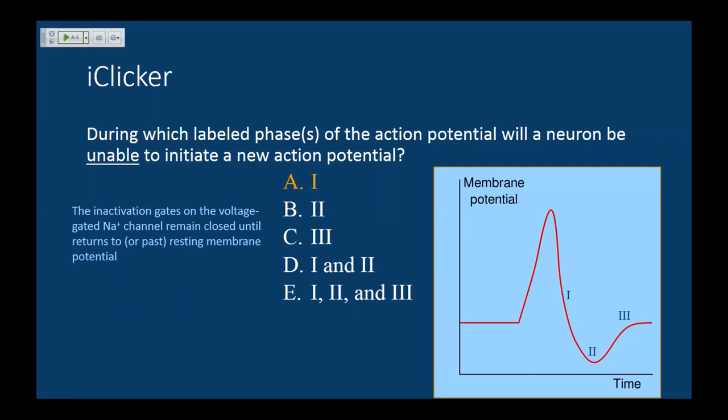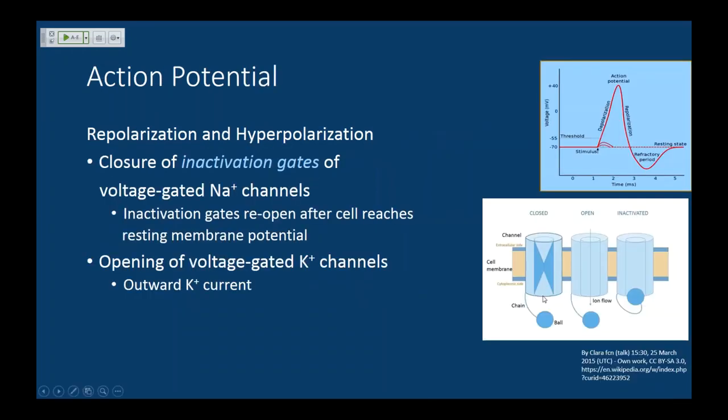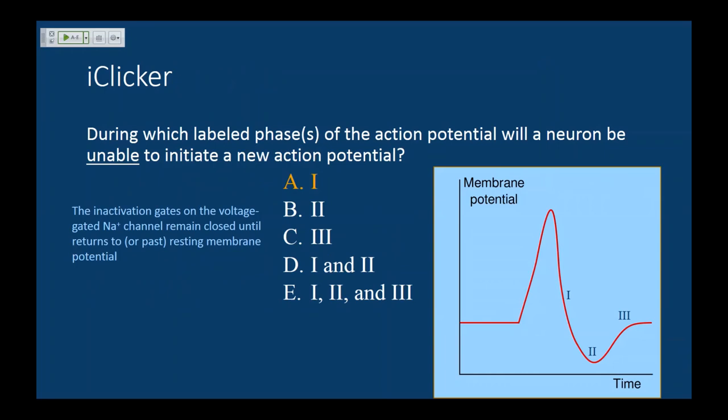After you reach the top of an action potential, the inactivation gate on the sodium channel will close. Once it closes, even if the activation gate opens, as happens when you reach threshold, sodium ions will not be able to flux inward or outward because part of the channel is still closed, like that ball and chain mechanism I showed you. This will remain closed until you come back to resting membrane potential. At that time, no matter how big of a stimulus the neuron gets, it will be unable to create a new action potential. So during the repolarization phase, as we're coming back down, the inactivation gate is closed until you come back to resting membrane potential, at which point it opens.